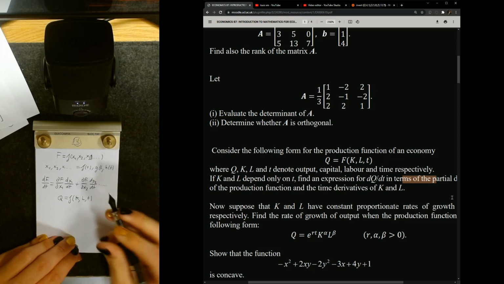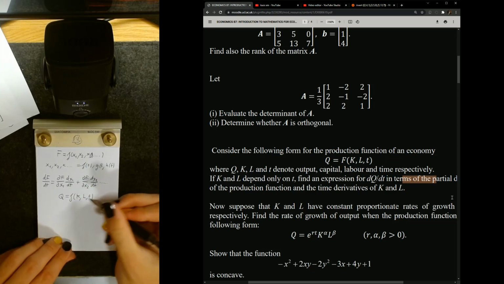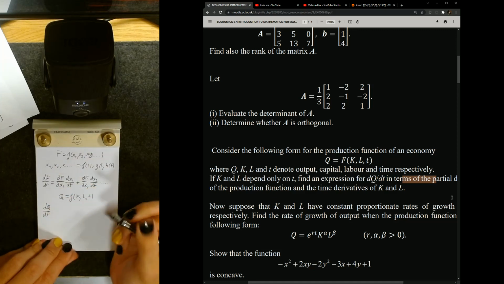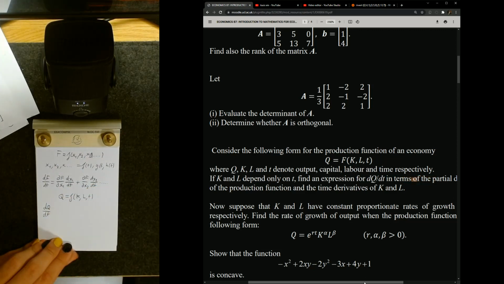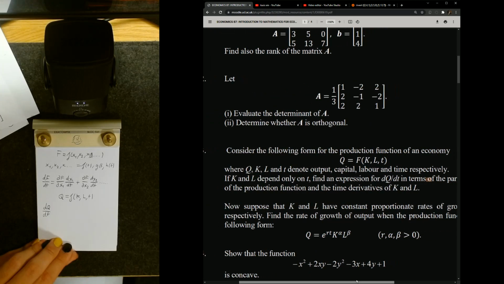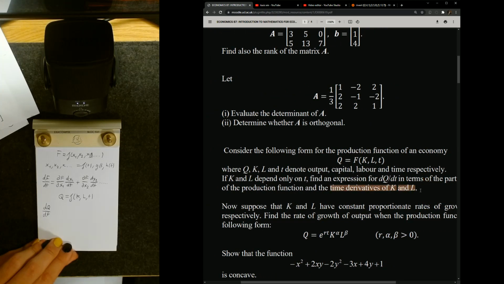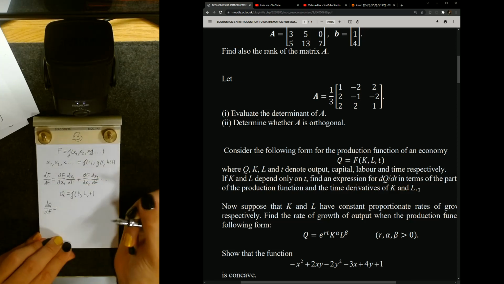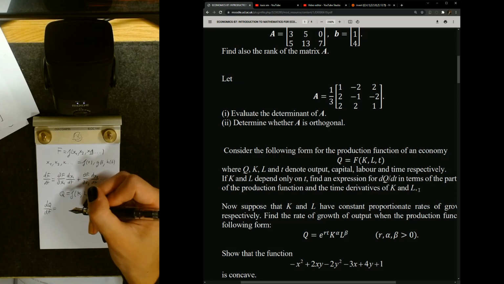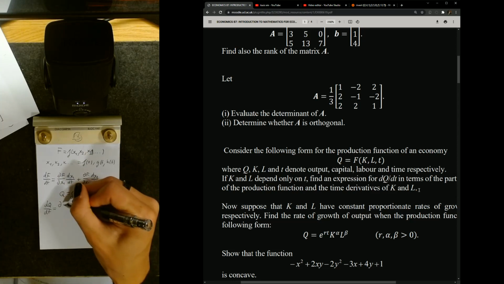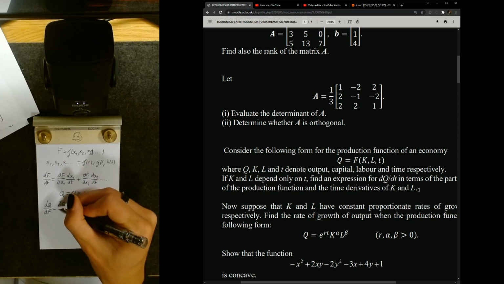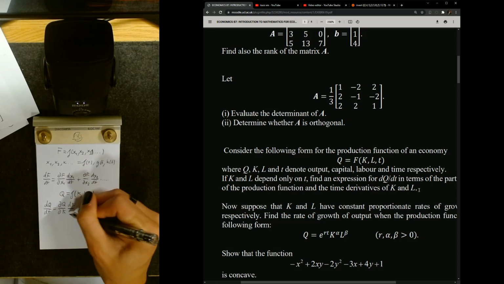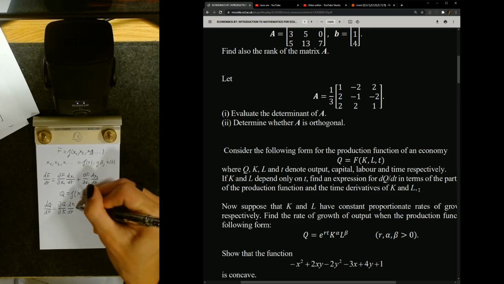Remember the t, we're going to come back to that. So what we're going to do is dQ/dt, as the question requires. And remember, the question also requires we put it in terms of partial derivatives of the production function and the time derivatives of K and L. So these are going to have to be included. We're going to start with K. As K is a function of t, we put the partial derivative of Q with respect to K, and then we put the time derivative of K. We're going to then repeat this for L.